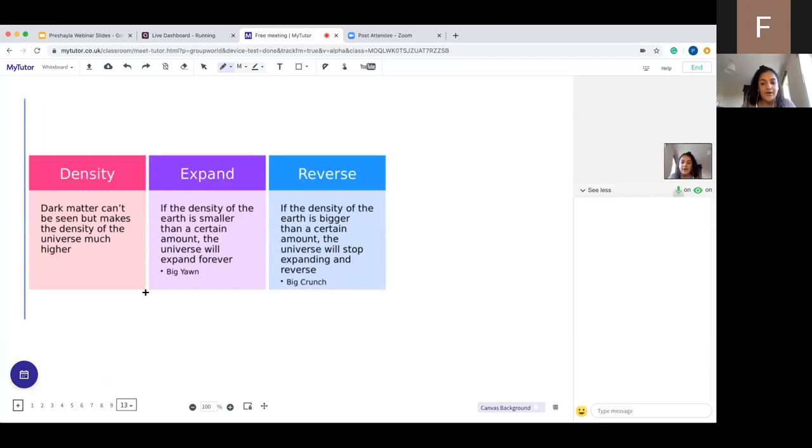Now, okay, we know that the density will determine whether our universe will go on forever or whether it won't. And there's a certain cutoff point which says that if the density is higher than this certain amount, the universe will stop expanding and reverse, known as the Big Crunch. If it's smaller than a certain amount, the universe will expand forever and is called the Big Yawn. So it all depends on the density of the universe.